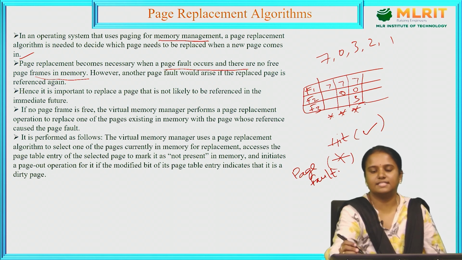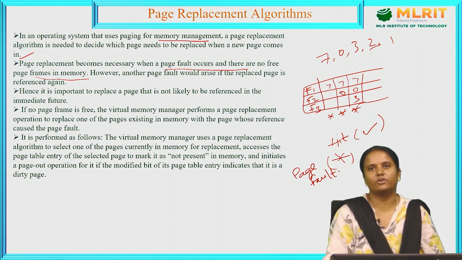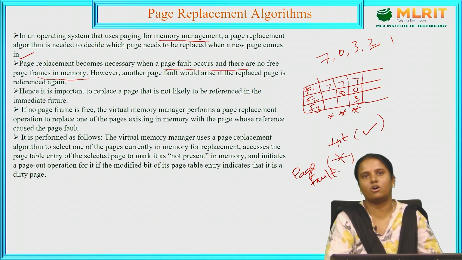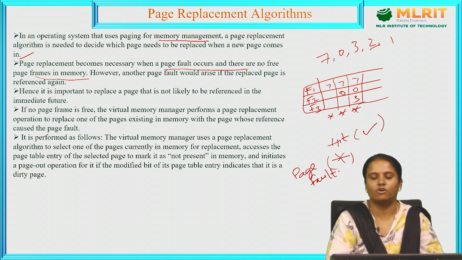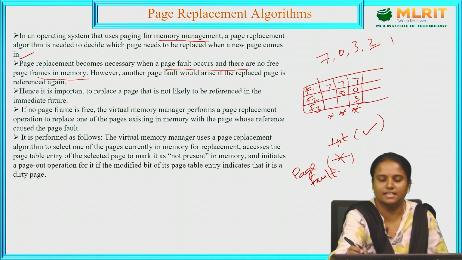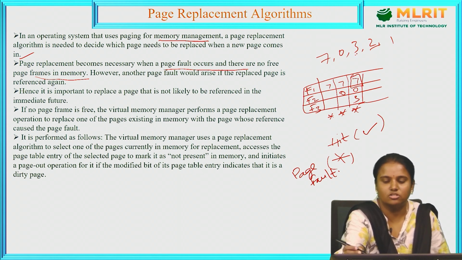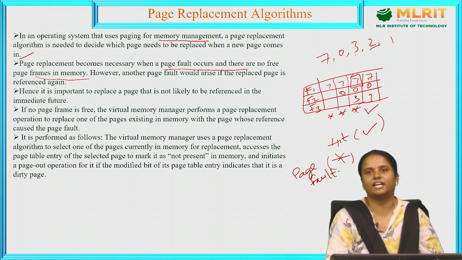Now the next number is 2. Which page do I have to remove or replace? We are not using any algorithm yet, so I am considering FIFO, which is first in, first out. So I am replacing 7 with 3. Here 3 is already present, so 7, 0, 3 is a hit. When the page is present, we cannot remove any page, because present means the page is a hit, and not present means the page is a fault.